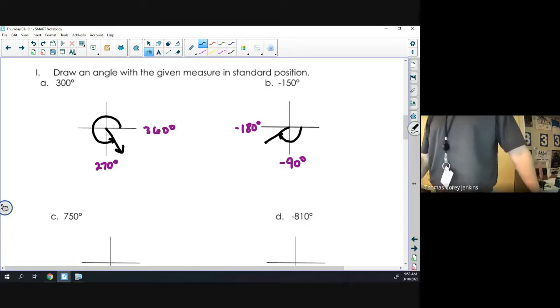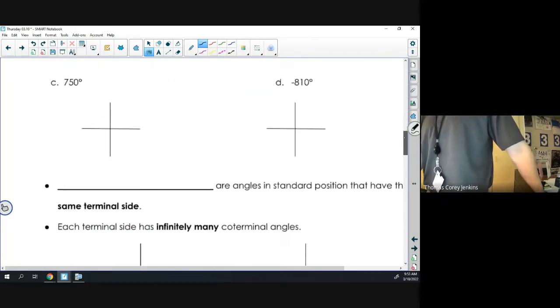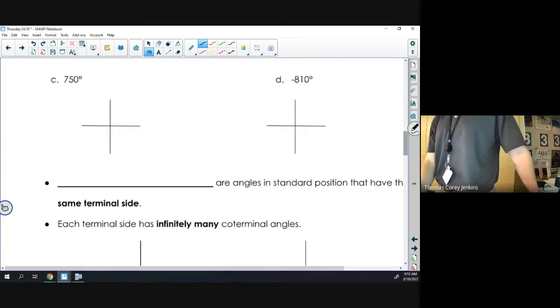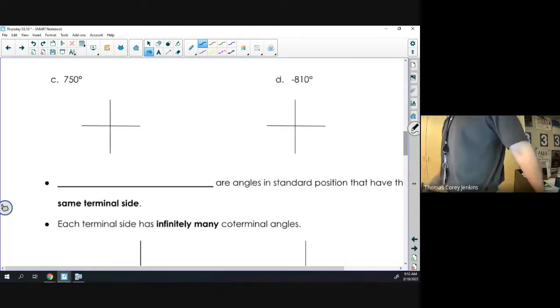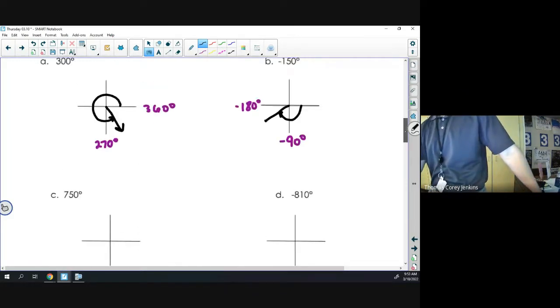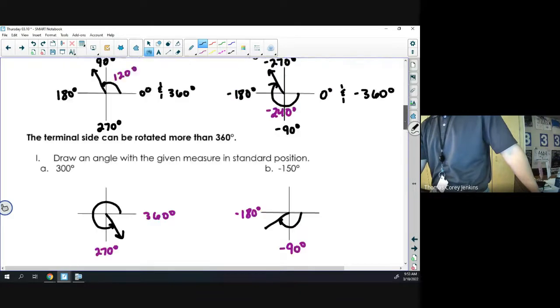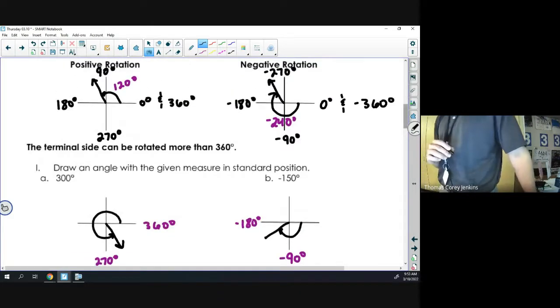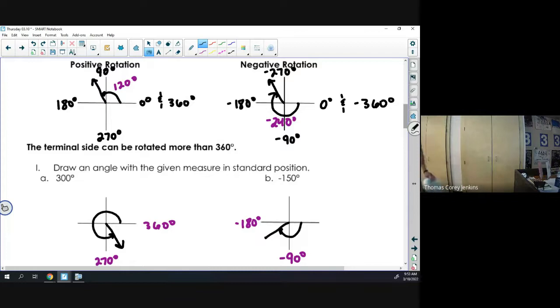Okay, so then what about these bigger ones that go over 360? Okay, so on this you want to kind of think about it in almost like a mixed number. I am going a little quick on these, so if you guys want to go back and see anything, just let me know, please.